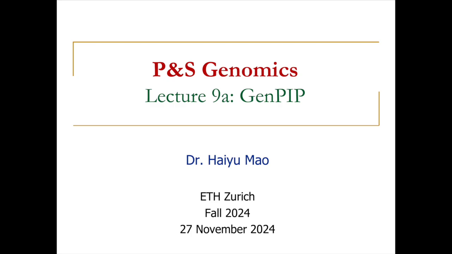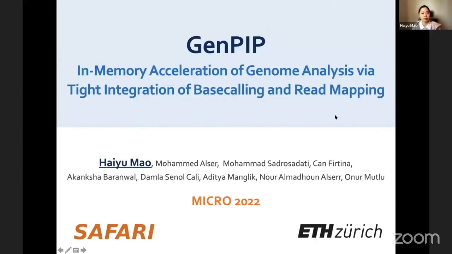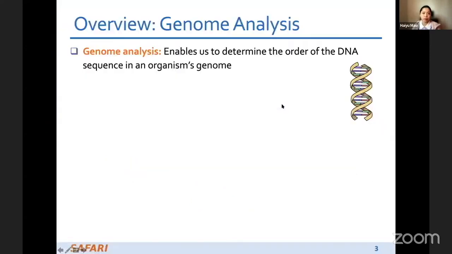Okay. So today I'm going to introduce our project called GenPIP. GenPIP is the in-memory acceleration of genome analysis via tight integration of the nanopore genome analysis steps. So first, I will give an overview of the whole project. Then I will go to the details.